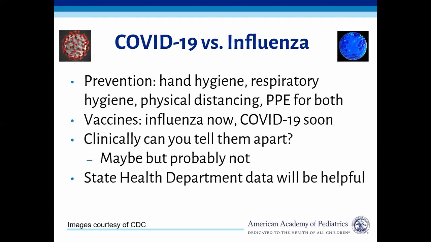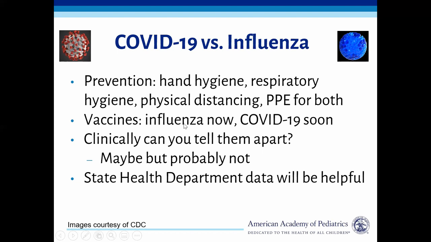All of the things we've been doing to prevent COVID-19 from spreading will also prevent influenza. So wash your hands, cough into your sleeve, wear a mask, physically distance, and for healthcare providers, wear the appropriate protective equipment, including masks and goggles, to prevent you from getting sick. That protective equipment also keeps you from rubbing your eyes and touching your nose, so it protects you from self-inoculation. And that's been shown to work for respiratory syncytial virus as well.